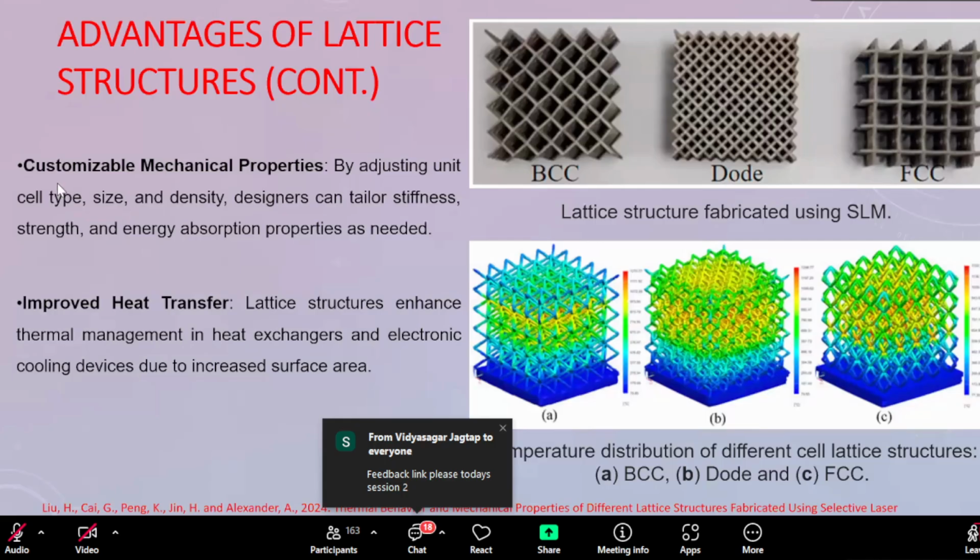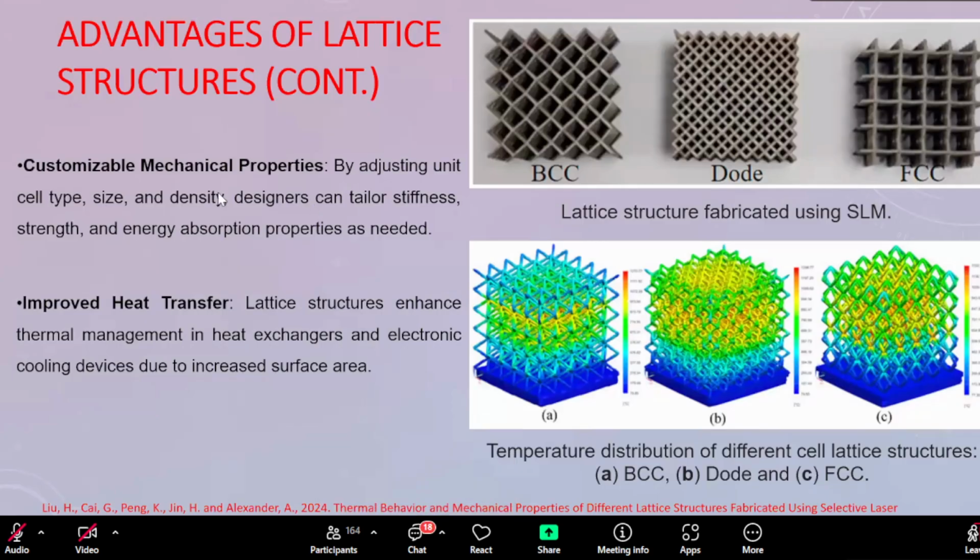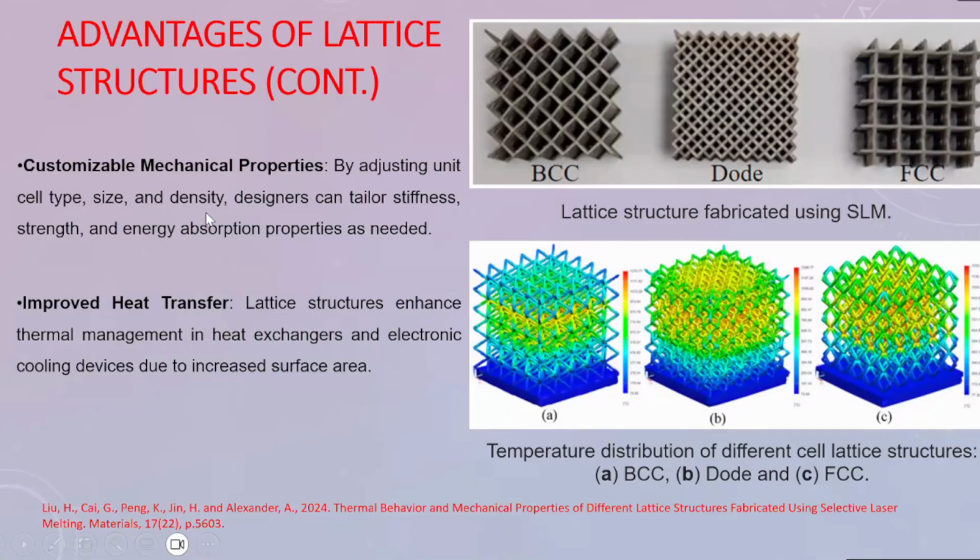We can have this kind of customizable mechanical properties by adjusting the unit cell size, type, and density. We can create stiffness, strength, and energy absorption capabilities in our lattice structures by studying the properties of the lattice unit cells. We can implement which lattice has more stiffness, and which lattice can absorb more energy, especially for impact applications. This kind of lattice structure supports reducing the weight as well as increasing the energy absorption capabilities.